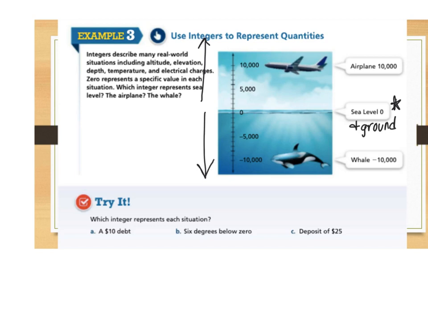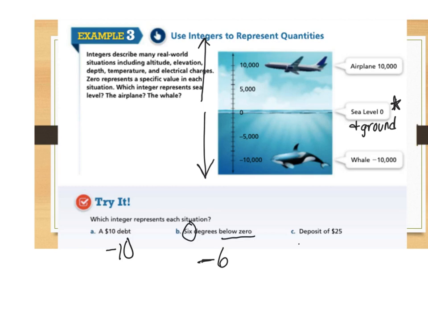A $10 debit. If you have a debit, you're taking money out of your account. So, would the $10 debit be positive or negative? That's right. It would be -10 because you are taking it out. 6 degrees below 0. Well, if you're below 0, will you be positive or negative? That's right, you'll be negative. And what number are we talking about? You got it, 6.